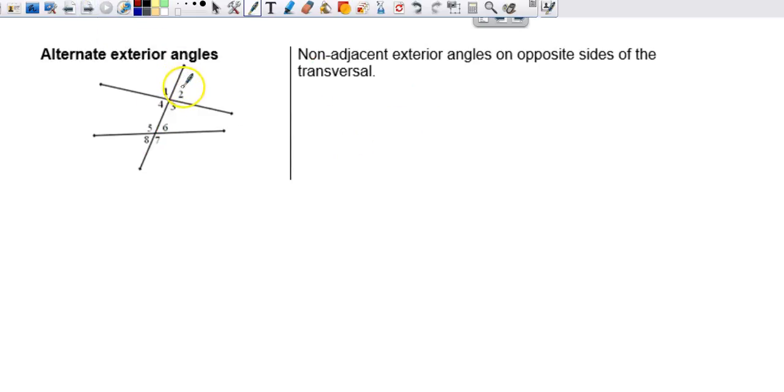Alternate exterior follow that same rule except they're on the outside. So 8 and 2, 1 and 7.